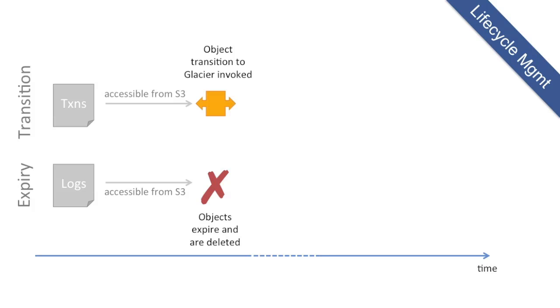But if we're looking at actually some more critical business data that is part of our backup and DR strategy, like transactions, then you might want to make them accessible from S3 for a period of time.